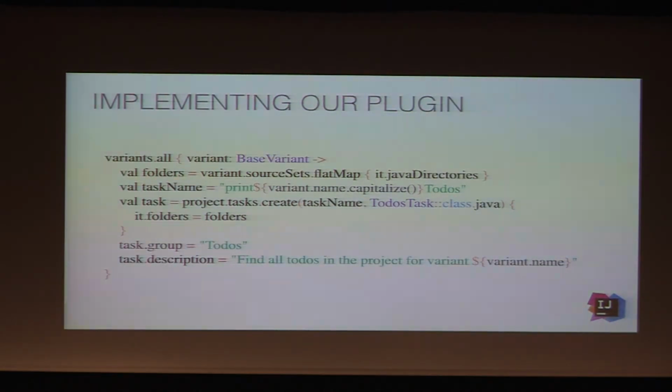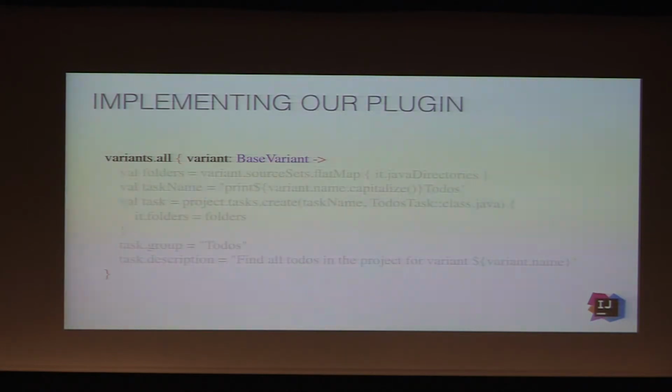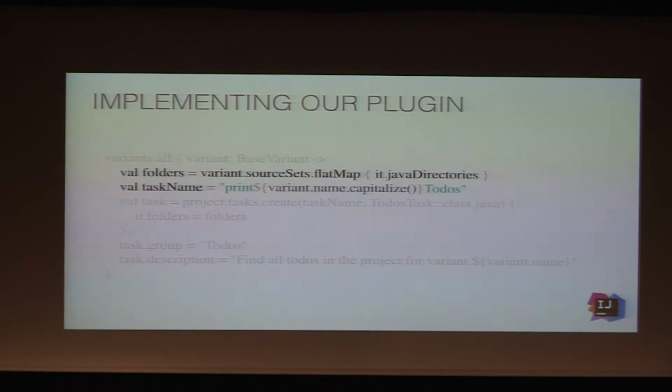So after this, because we now want to gather those and send them to a task, we want to create a task that will give us a way to print those to-dos for every variant. We're going to create those. First, we're going to run, again, on all the variants. We're going to define the folders, and this is the same as previously. We do a flat map on the source set of the variants, and we look at every Java directory. Java meaning Java or Kotlin. It's a source set. It's not per language.